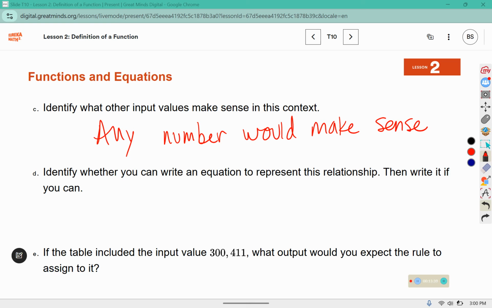Identify whether you can write an equation to represent this relationship. Then write it if you can. Well, this isn't a straight line, and it's not a function that we're familiar with. Even though we know the pattern, we don't have a formula or a template to write an equation.